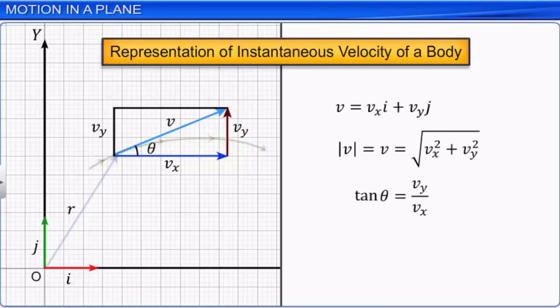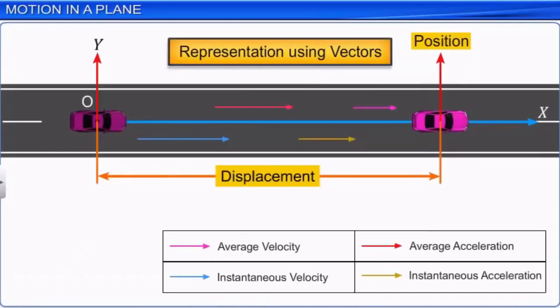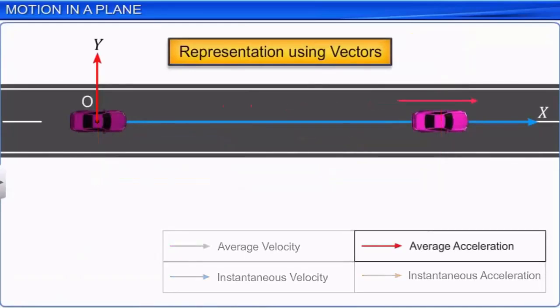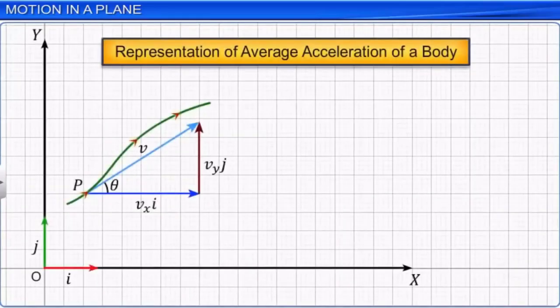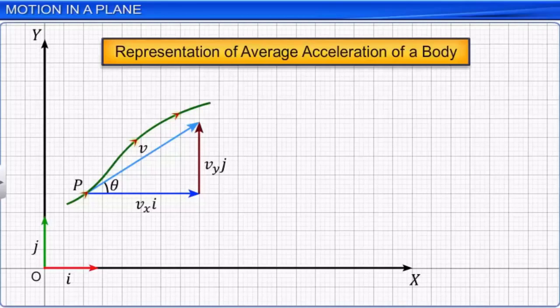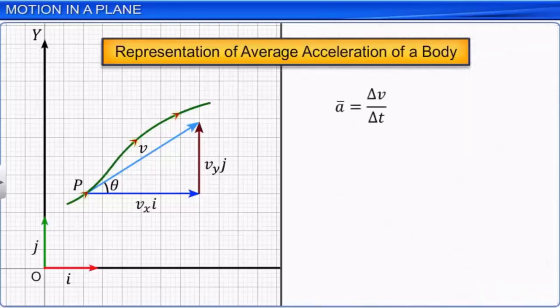Next, let's discuss the representation of average acceleration of a body using vectors. Consider a body moving in the xy plane. During the time interval delta t, its velocity has changed by delta v. Its average acceleration a bar is equal to delta v by delta t. On substitution and simplification, we get a bar equals ax i plus ay j.